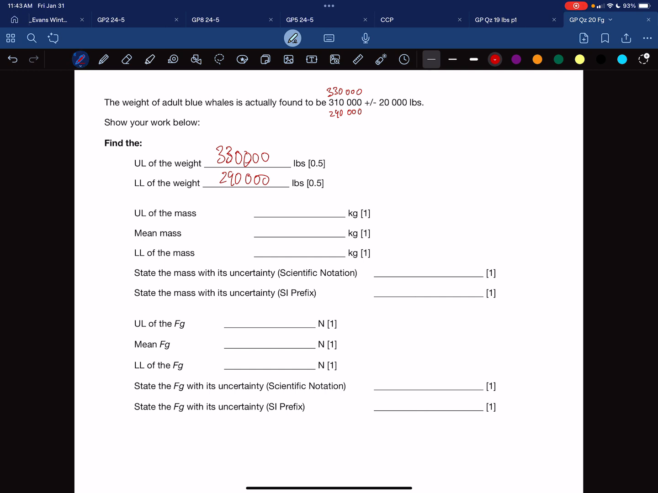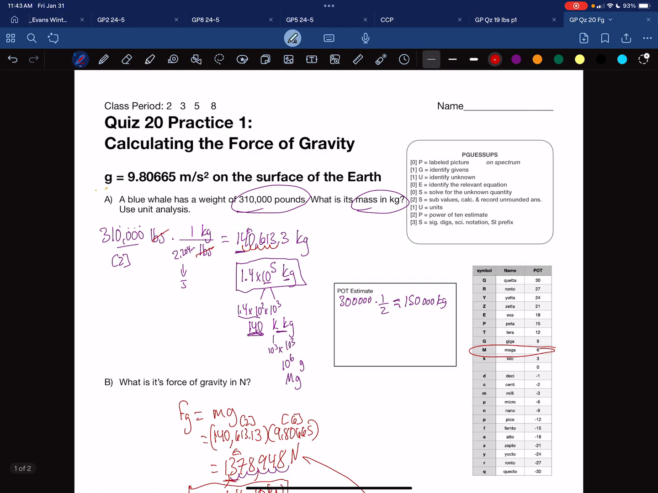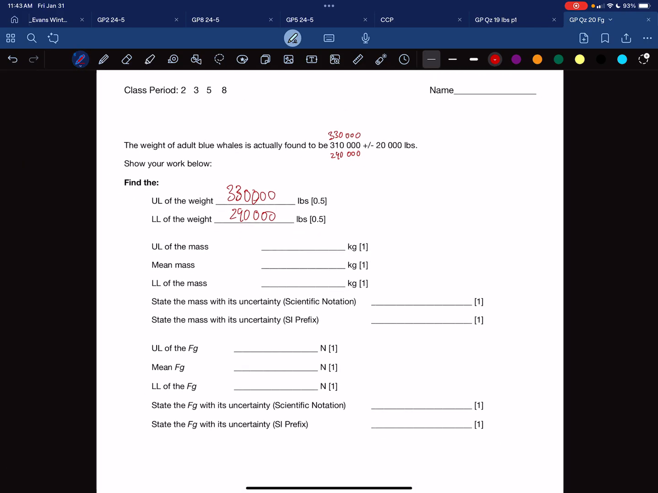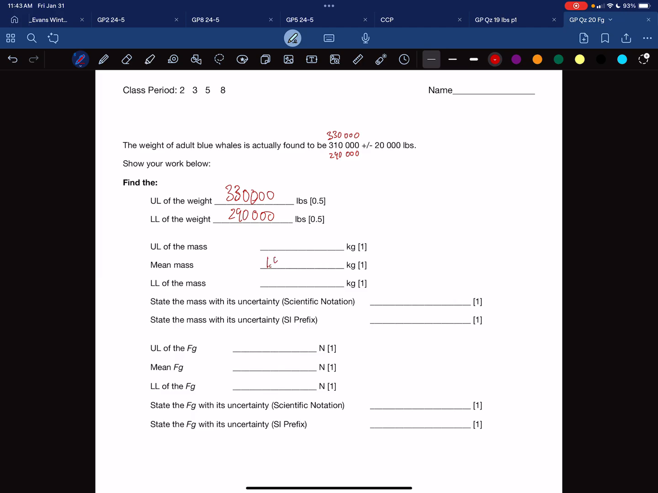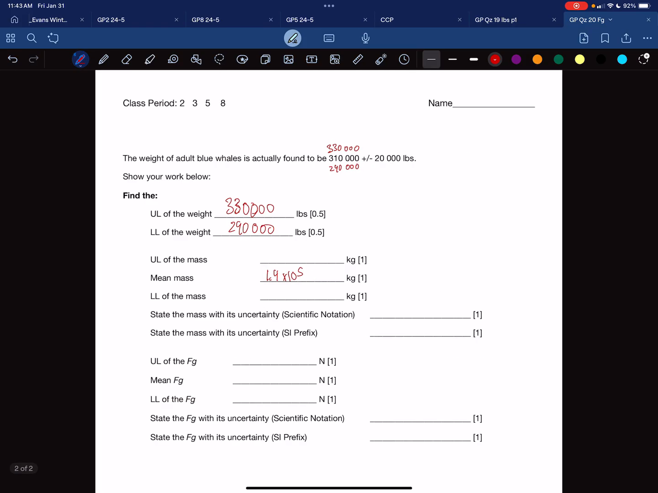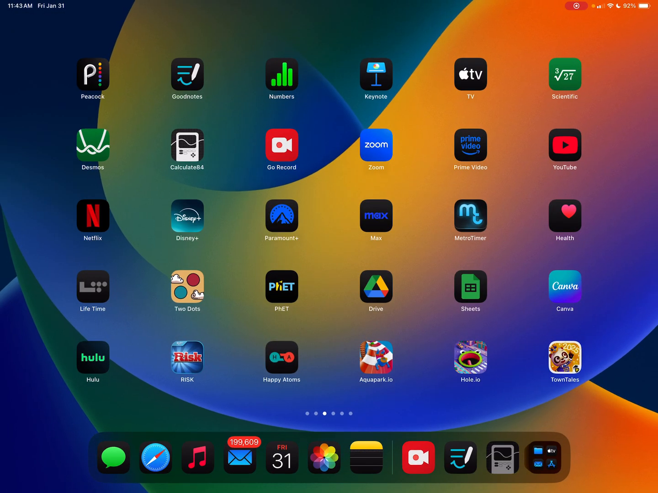Now, the next one is the conversions of the mass. The mass we already figured out was 1.4 times 10 to the 5th kilograms. So then what is the upper limit of the mass? Now, how did we get the masses before? Well, the masses, we took the pounds and divided it by the conversion factor.